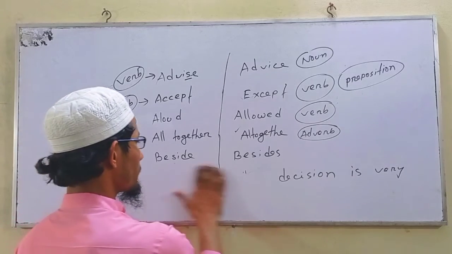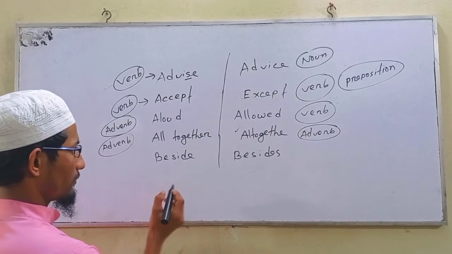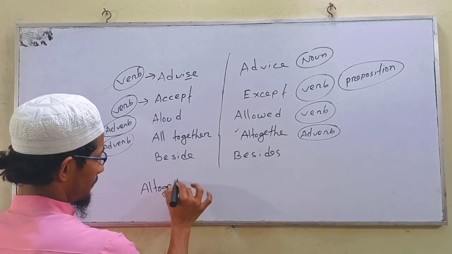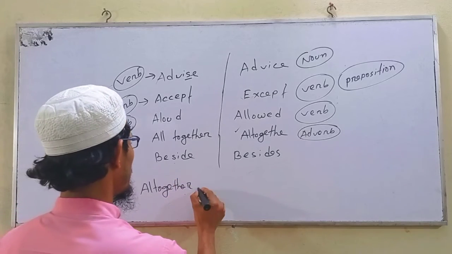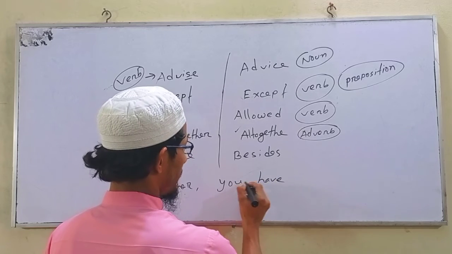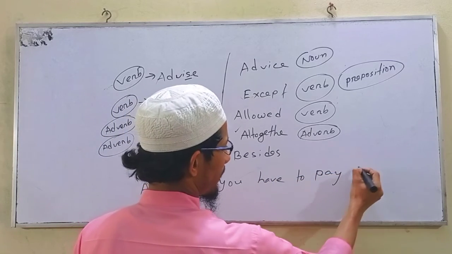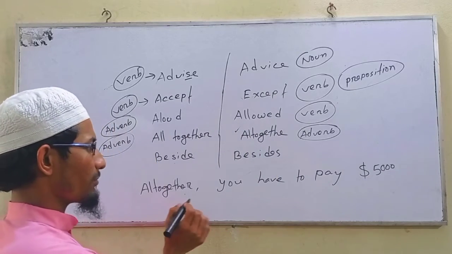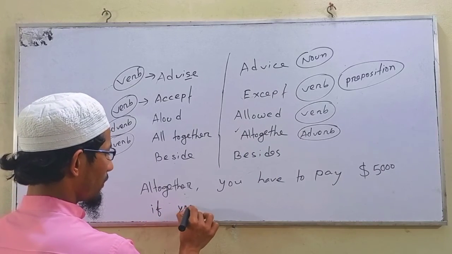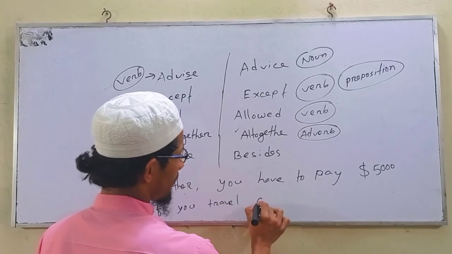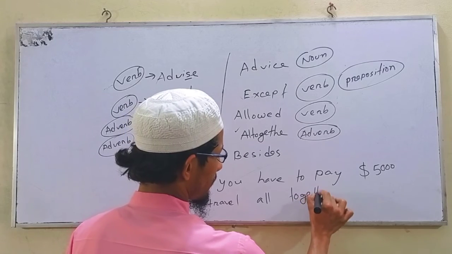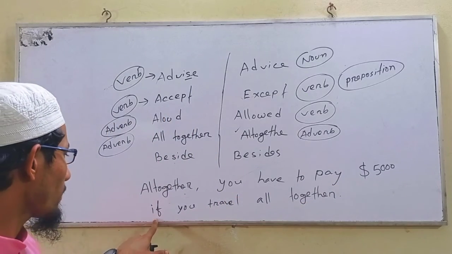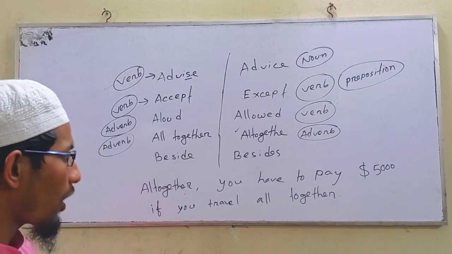I'm going to write another sentence. For example, altogether, you have to pay $5,000 US if you travel altogether. You have to pay $5,000 if you travel altogether. I hope you all have understood.